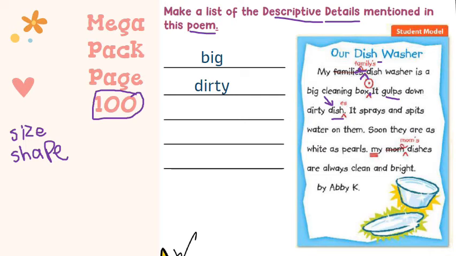It sprays and spits water on them. Do I have a describing word? No. Sprays and spits, these are verbs. Soon they are as white as pearls. Do I have a describing word here? Yes, of course, I have the word white. White, the color. My mom's dishes, apostrophe, because I'm talking about the dishes of my mom, are always clean. I'm using the word clean. I'm describing the dishes, the manner of the dishes, that they are clean and bright as well. So what do I have? The words white, clean, and bright.